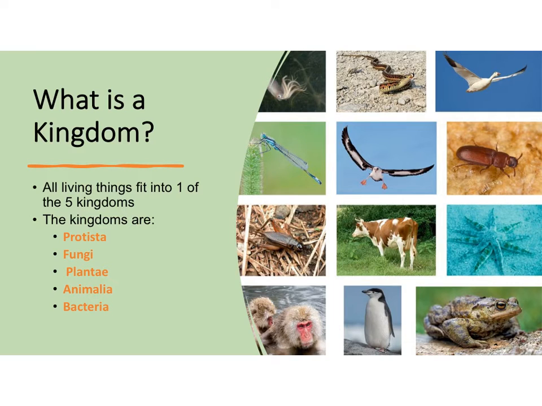So the first name on that list was kingdom, and it's important that we know what a kingdom is, as it is the broadest category that we look at. All living things will fit into one of the 5 kingdoms, and we looked at the names of the kingdoms yesterday. They are protists, fungi, plants, animalia, and bacteria or prokaryotes.